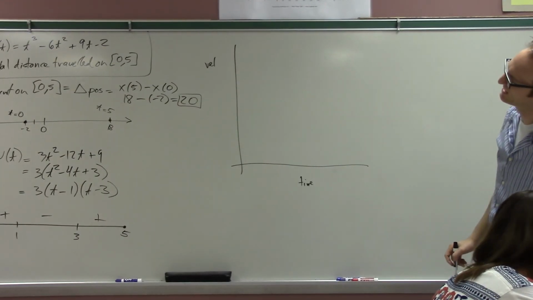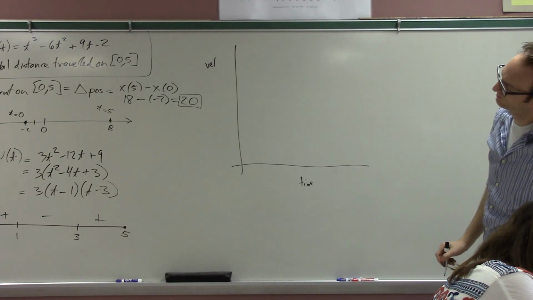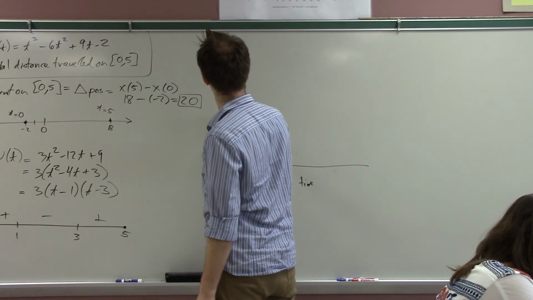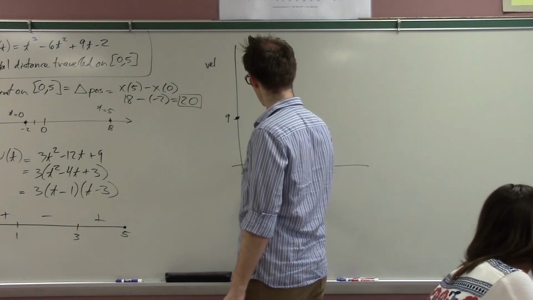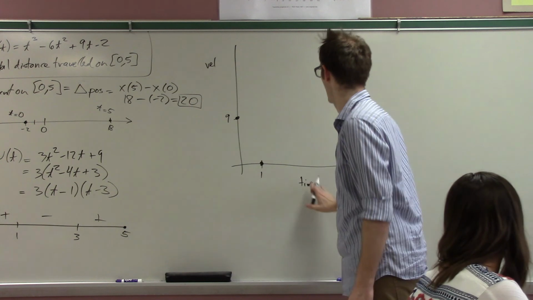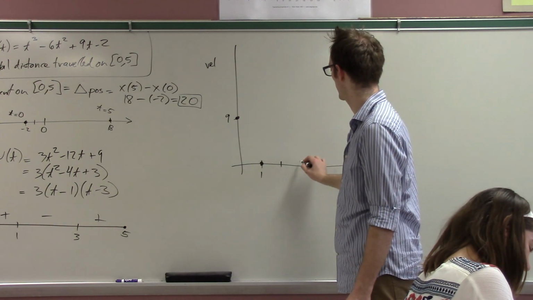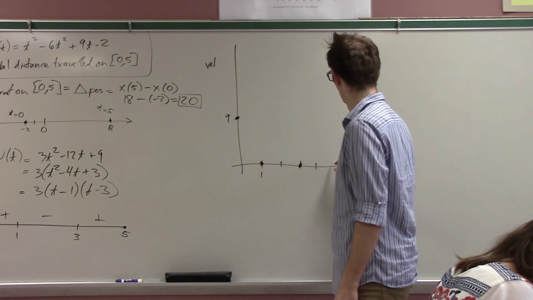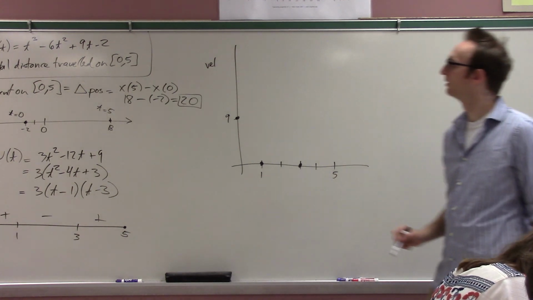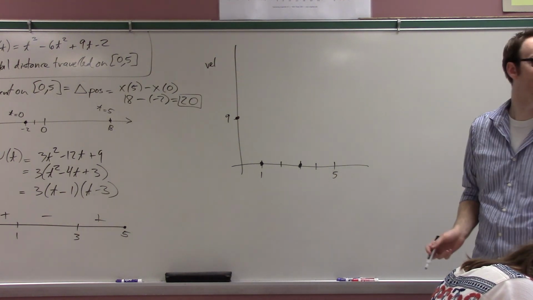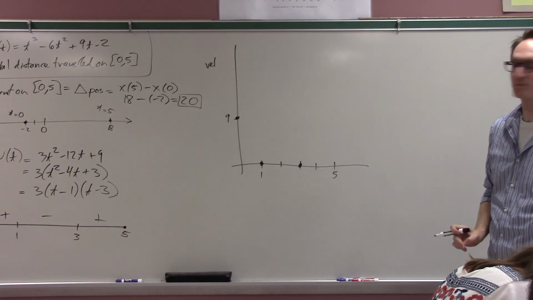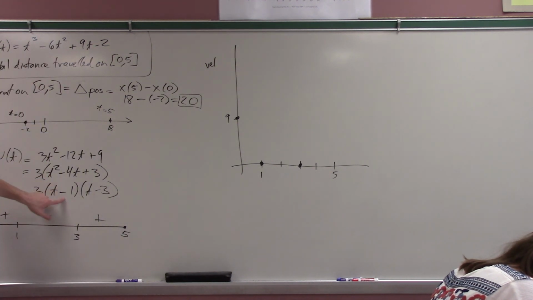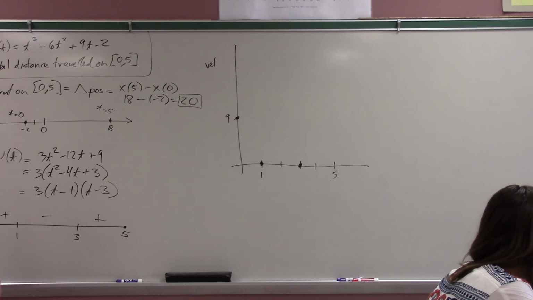Where am I at time 0 for velocity? What's my velocity at 0? 9, he said. Is he right? Yes, I feel like he is. And then I've now learned at time 1, my velocity is 0. And at time 3, my velocity is also 0. What is my velocity at time 5? Also 0? No, I don't think so. What is my velocity at time 5? 24. If we plug in 5, we get 3 times 4 times 2, 24.